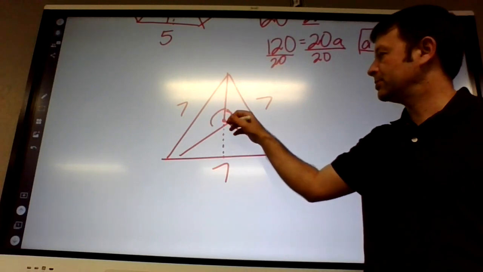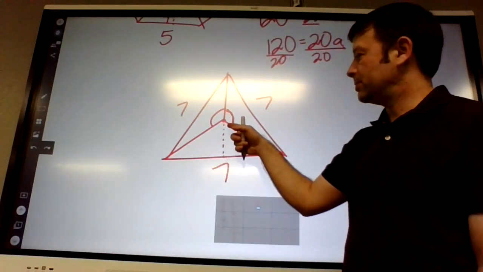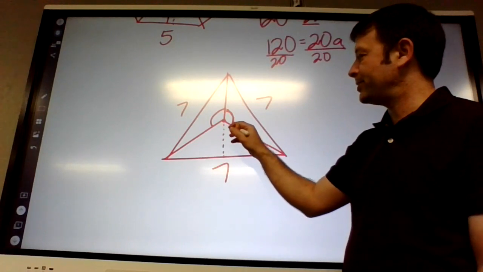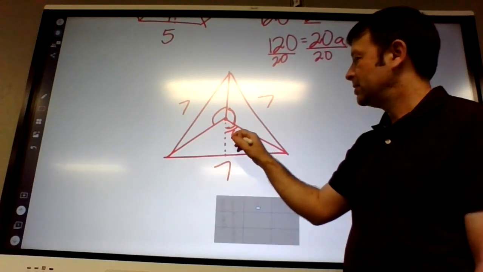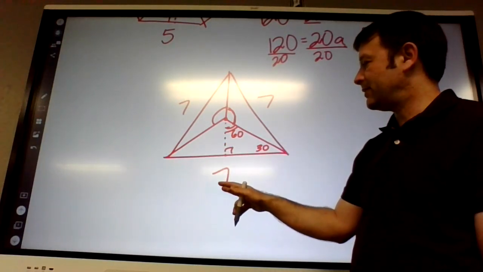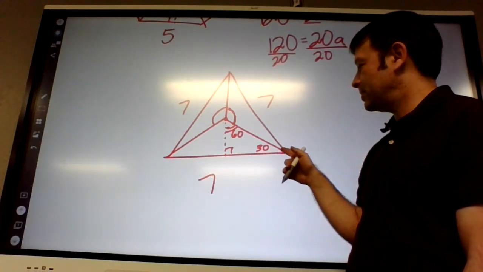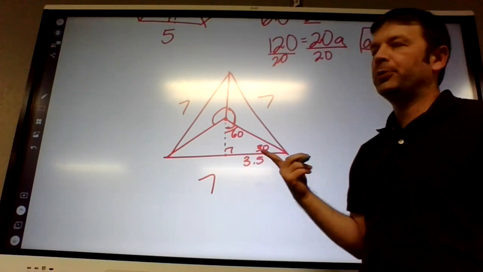1, 2, 3. So 120. And then if I split up one of these triangles with an apothem, what must this angle right in here be? 60. So an apothem is 90. So if this is 7 right here, like the whole side, what is this right here? The book probably put 7/2.